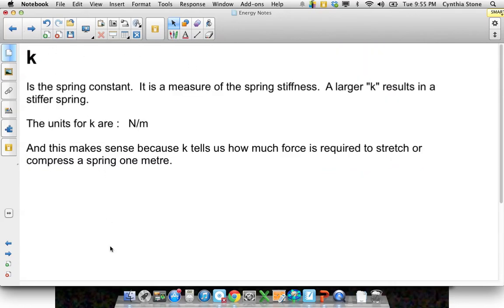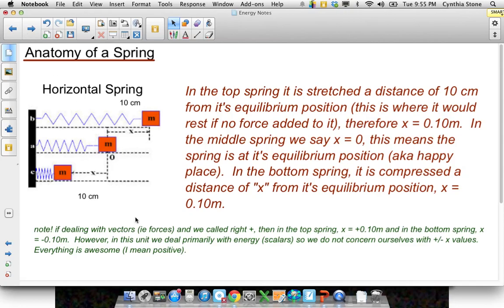Okay, so what's this k again? I said it's a measure of stiffness, and I told you this already. The units for k are newtons per meter. That makes sense because it tells us how much force is required to stretch or compress a spring by 1 meter. So if you wanted to stretch a spring by 1 meter and it took you 10 newtons to do it, then the spring constant is 10 newtons per meter. Pretty easy. All right, so we need to really get a good feel for springs in this course.